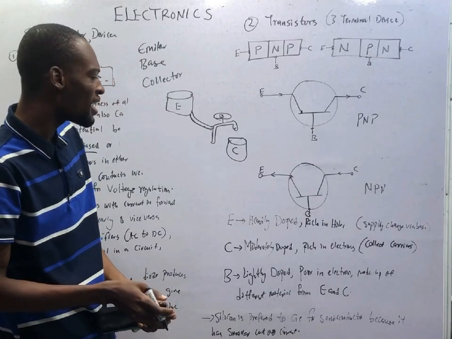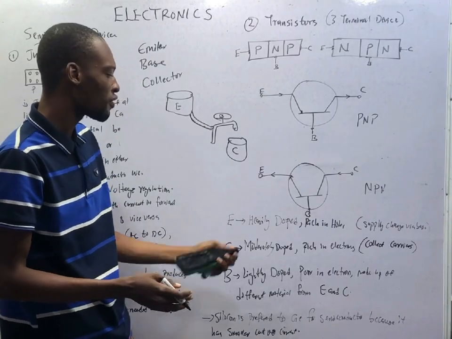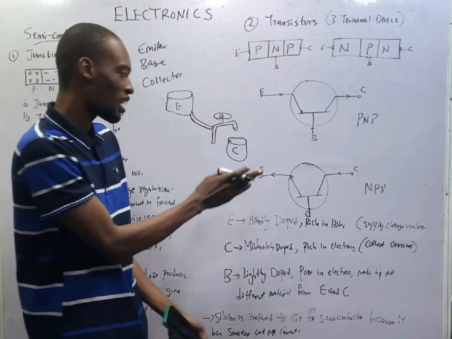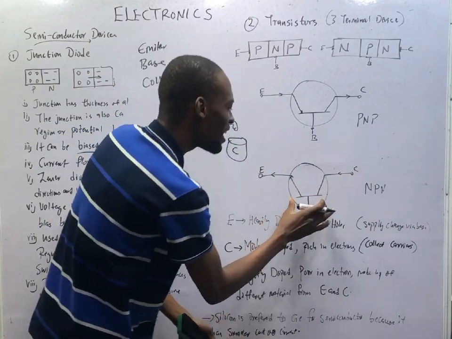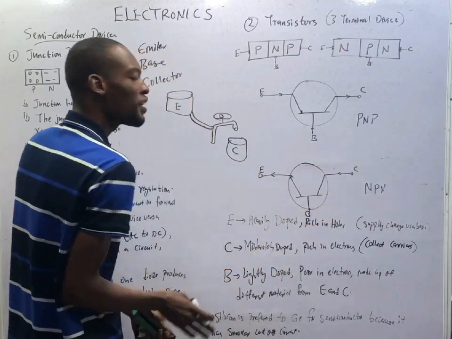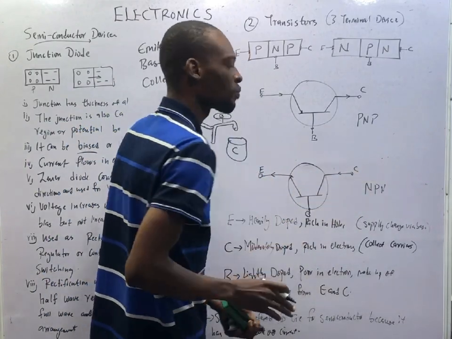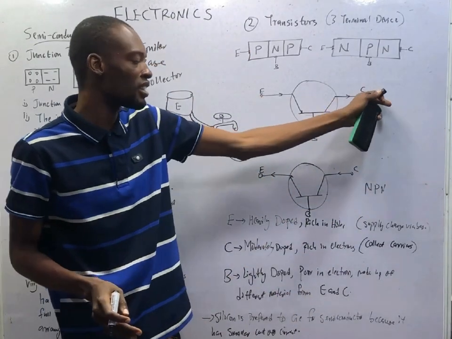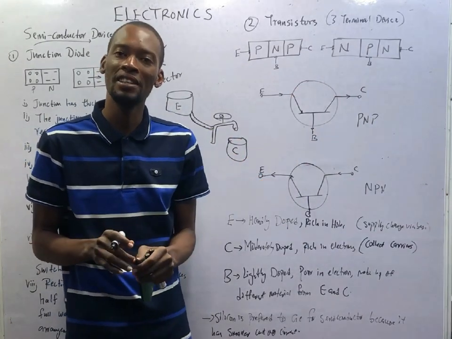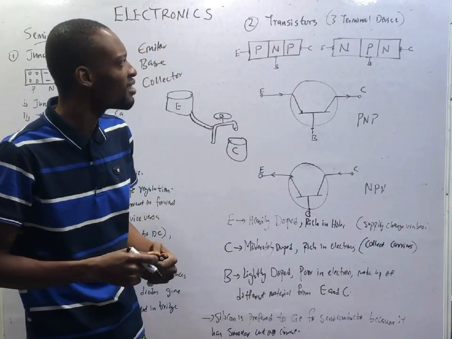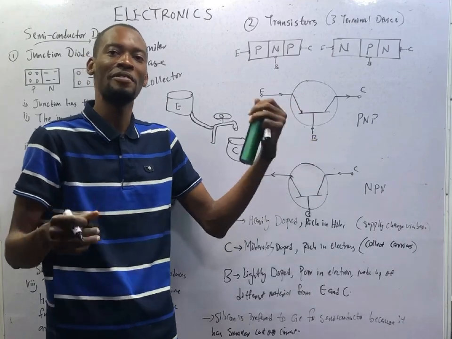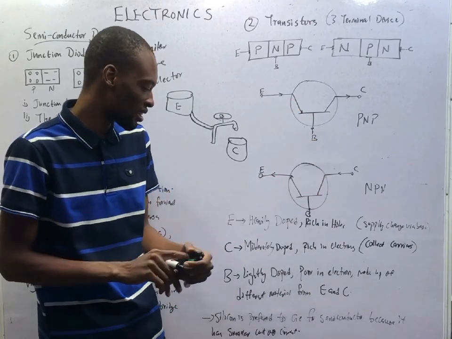And base is made up of different material from emitter and collector. Emitter, base, and collector. The material used in making the base is different from the one used in making the emitter and collector. Which means if this and this have the same material, the base will definitely have a different material. In summary, transistors are made up of different materials.